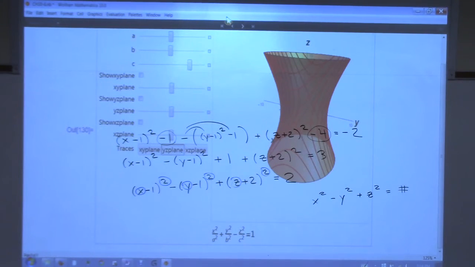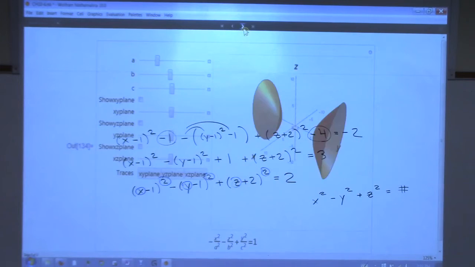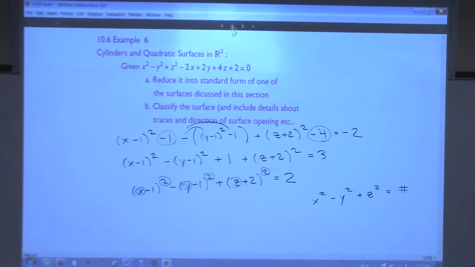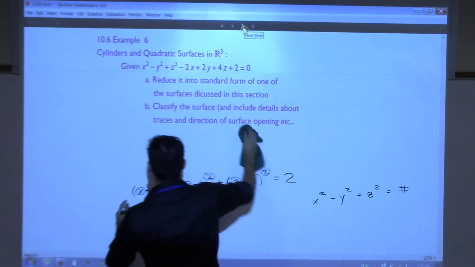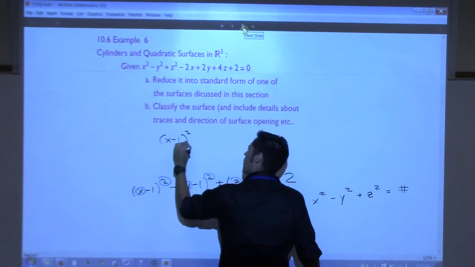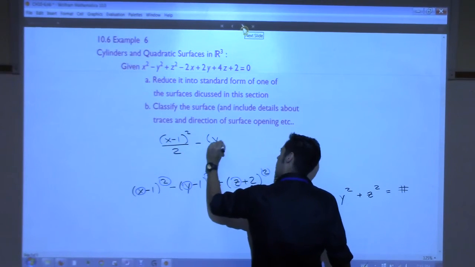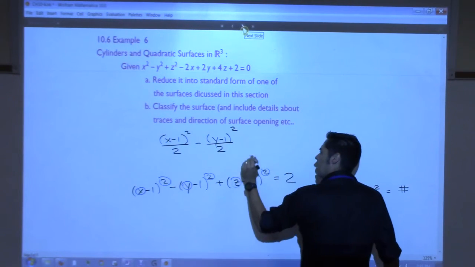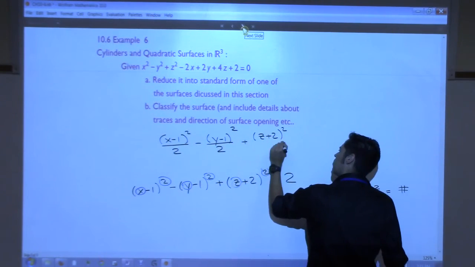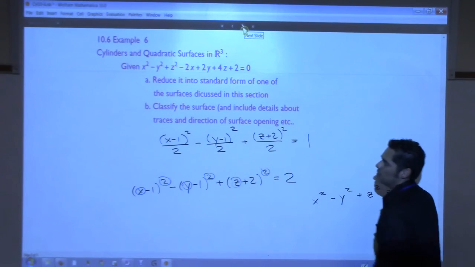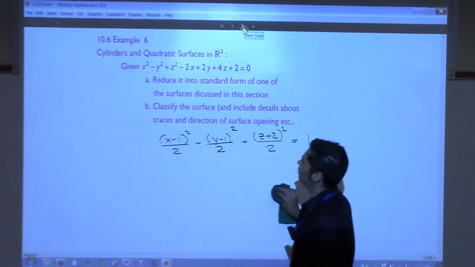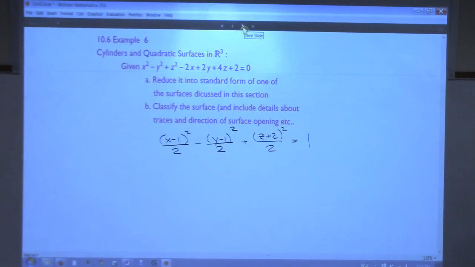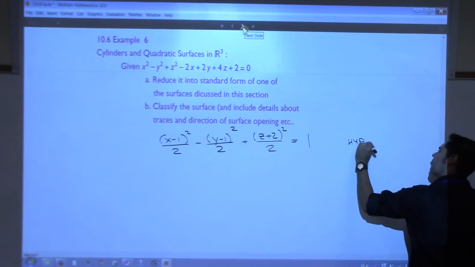Divide everything by 2? Okay, I'm going to go back to the end of this. Here's where I was. So I'm working with this right here. Divide everything by 2. So you get x minus 1 squared over 2 minus y minus 1 squared over 2, and then plus z plus 2 squared over 2 equals 1. I do agree. This looks like a hyperboloid one sheet.